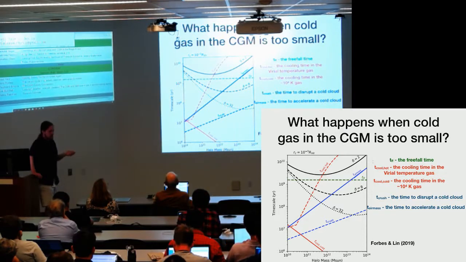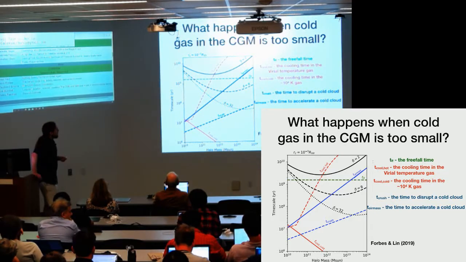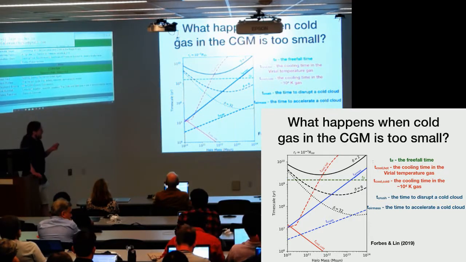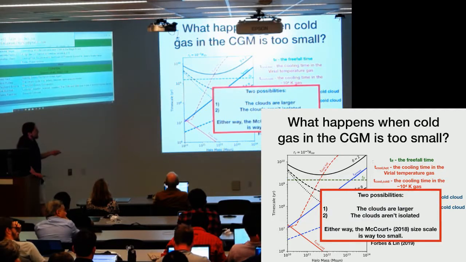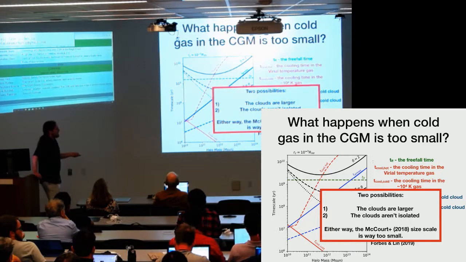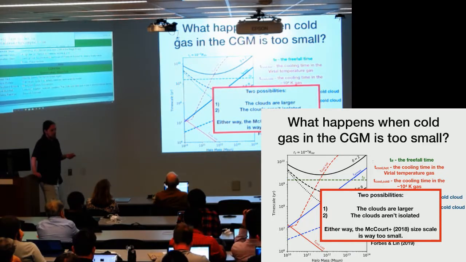So why is that a problem? Well, I just told you that we need the accretion to actually occur at larger radii. If it slows down substantially, then all the accretion is going to be concentrated right at the center. So in order to get around this, basically, I think there are two options. Either you need the clouds to be larger than this, which is plausible, fine, or the clouds aren't isolated, which is also fine. We expect them to come in streams.